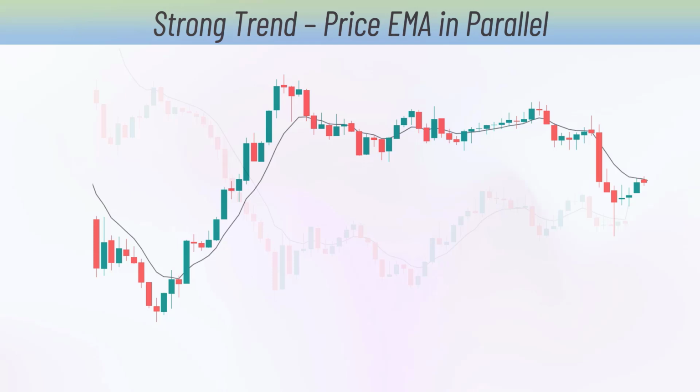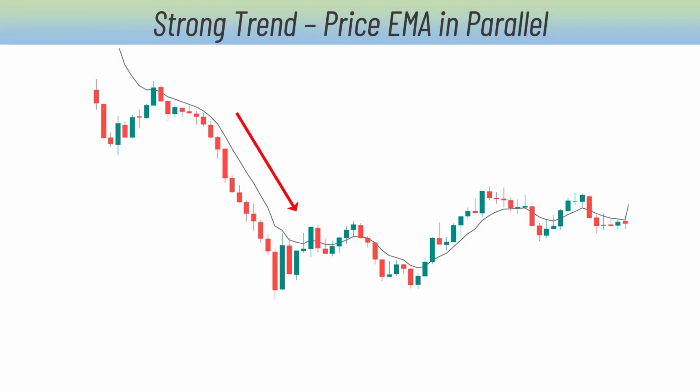It is the same in the case of the downtrend as well. In this downtrend, we can observe that the price action is strong enough to pull the 8 exponential moving average with the price.